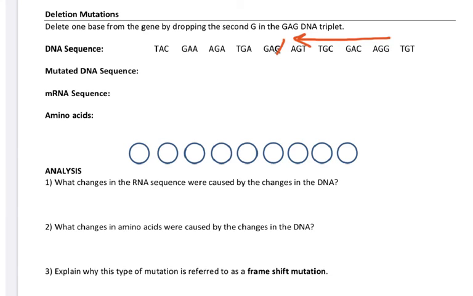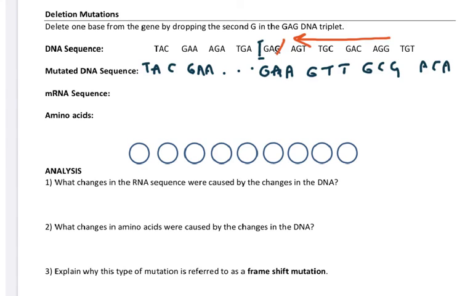Let's start first by rewriting the DNA sequence. Here you will simply copy all the nucleotide base letters, and then when you get here, you want to make sure that you delete that G and show that shift. So here we have G, A, G, T, T, G, C, G, A, C, A, and so on.